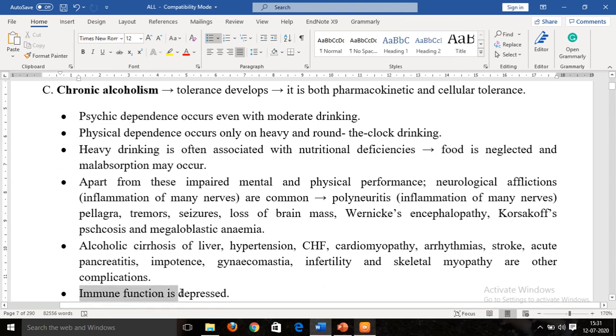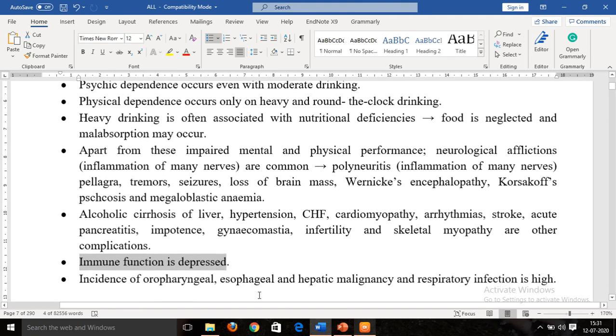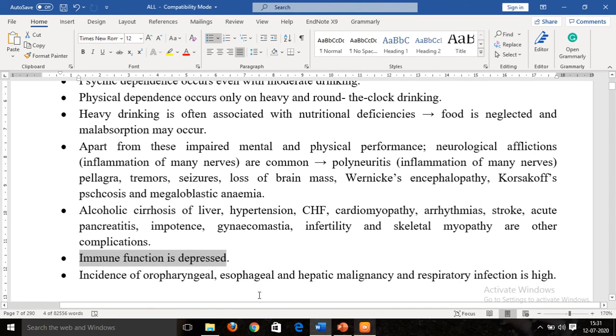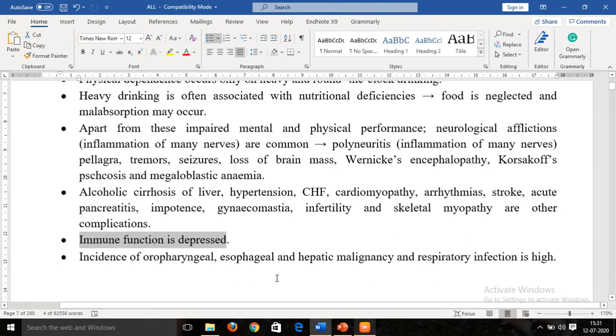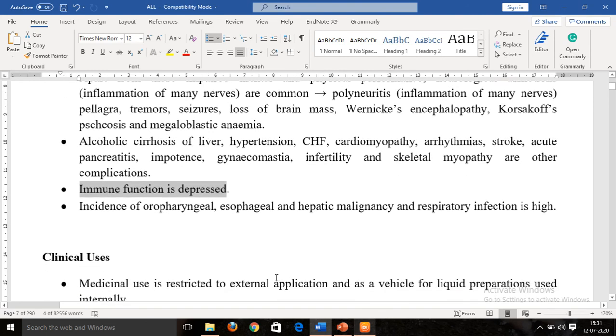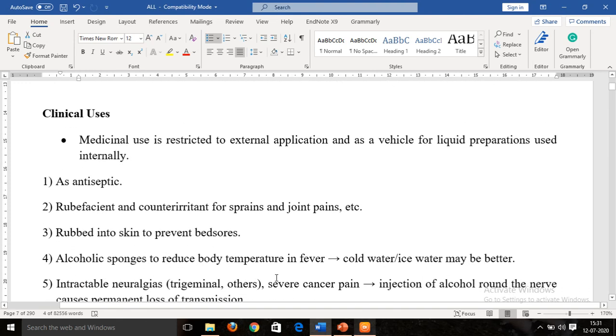Moreover, immunity may get depressed. So this is one more bigger problem. Because of reduction in the immunity, there are high chances of infections getting indulged into the person. So the person becomes more susceptible towards infections.